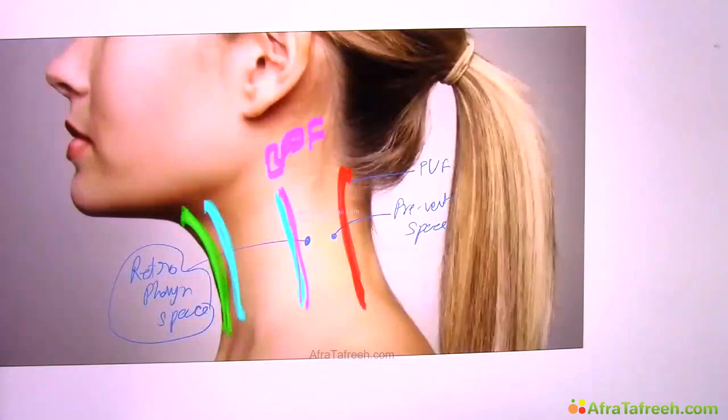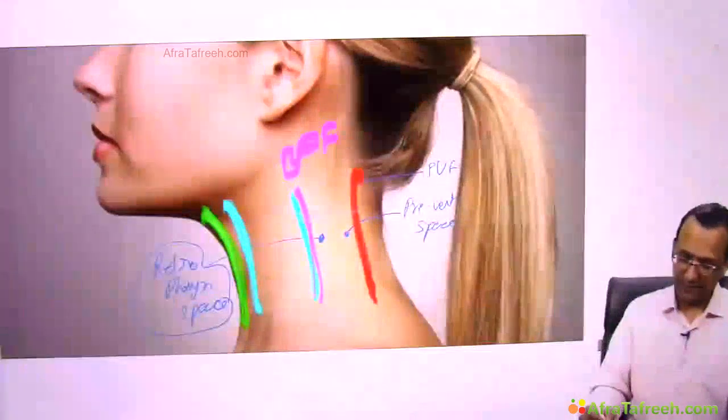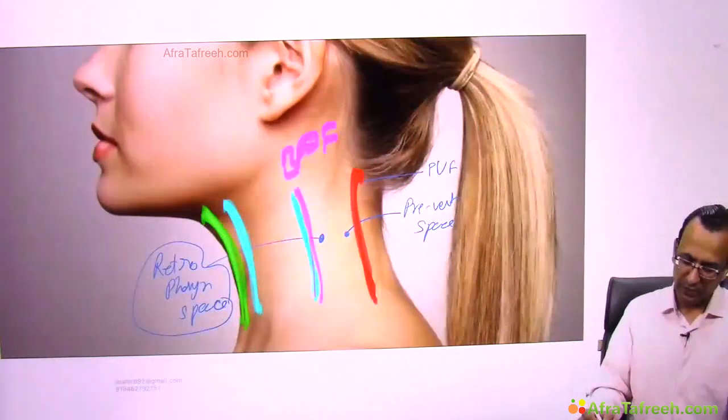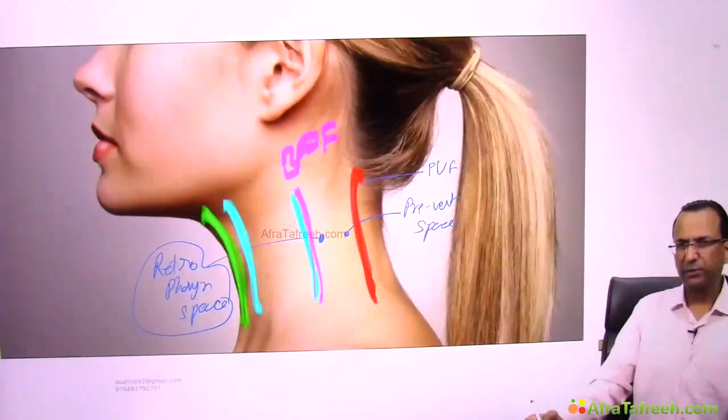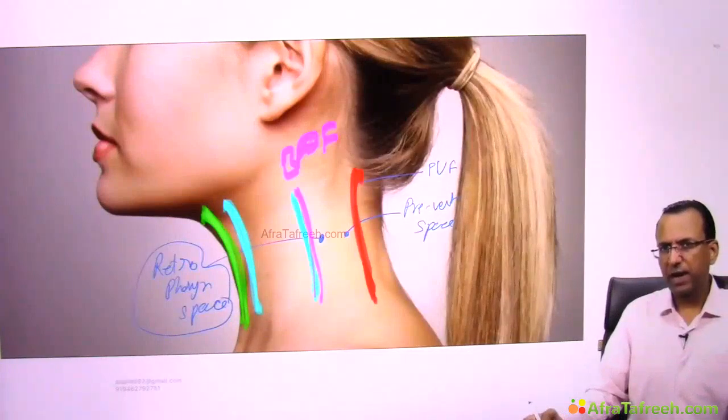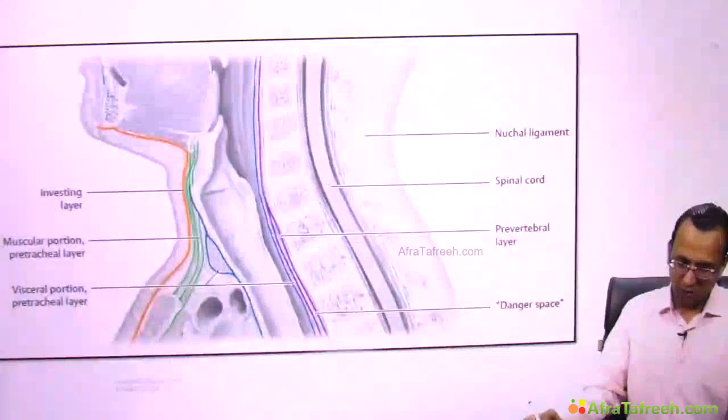And where is danger space? I'll tell you. This prevertebral fascia is splitting into 2 layers. So when you say the prevertebral fascia is splitting into 2 layers, what are the 2 layers? You will find that description now in the next diagram. Then you can discuss the danger space also. So what are we looking at?